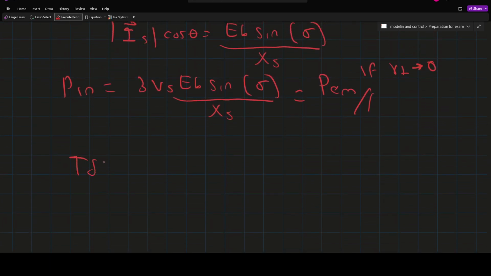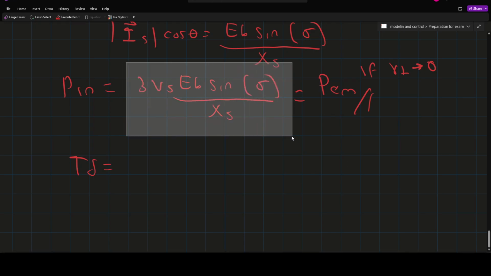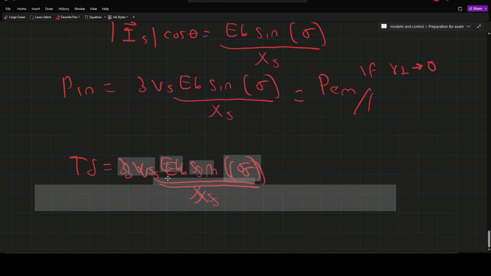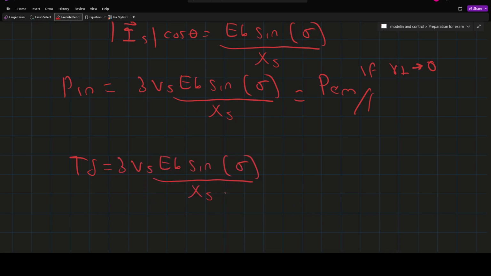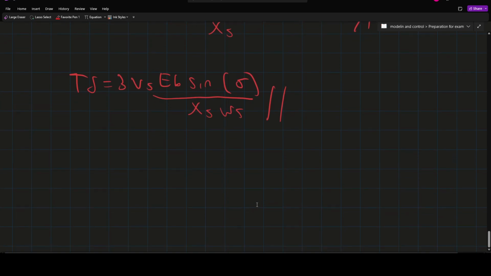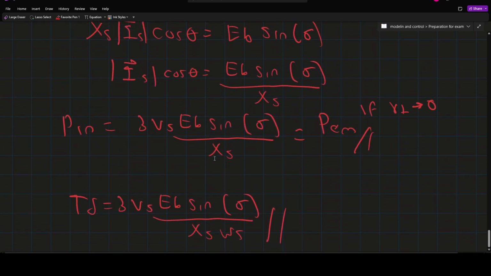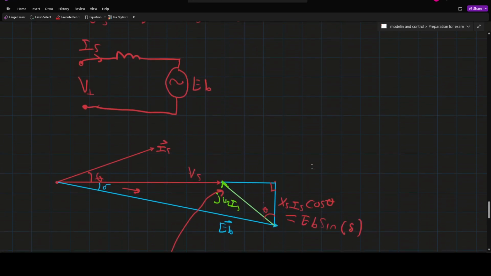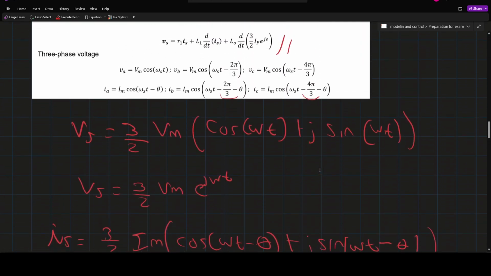And finally, we are going to have that our developed torque is our power equation over omega s. And like this, we have both our equations of power and developed torque in steady state for our permanent magnet synchronous machine.